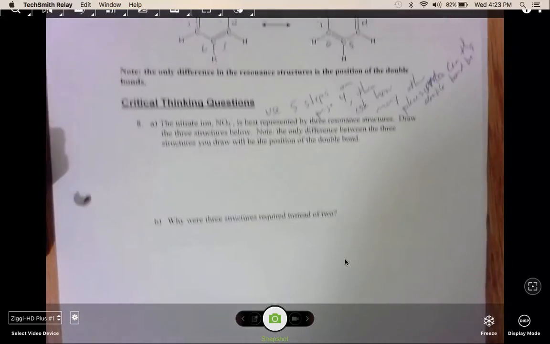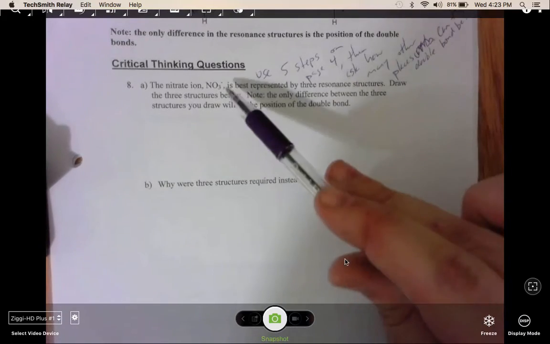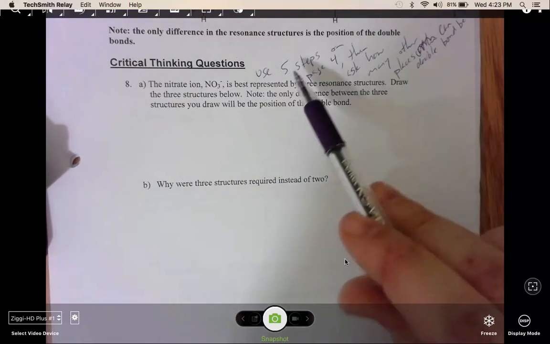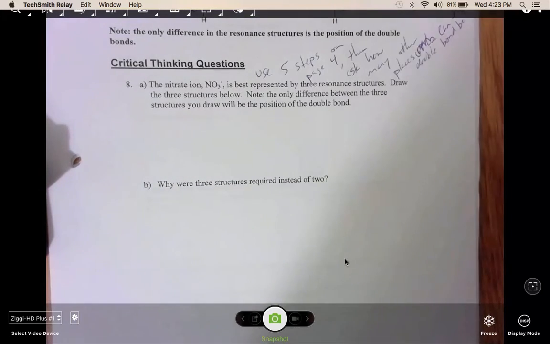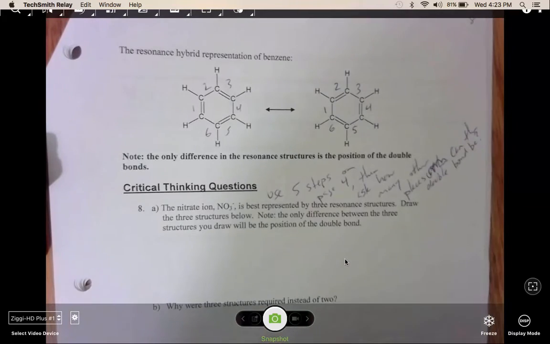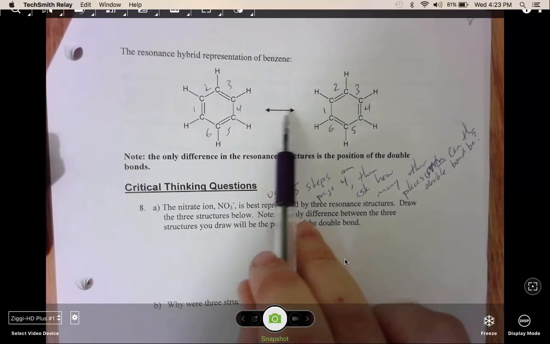So next, when you are thinking about question 8, question 8a starts off by asking you to draw a nitrate ion. Again, you are going to use the 5 steps on page 4 that we use to draw all Lewis structures, and then you're going to look at the structure. When you look at that structure, you have to ask yourself, can that double bond be in multiple places? And if so, you just need to draw it, and you include a double-sided arrow.